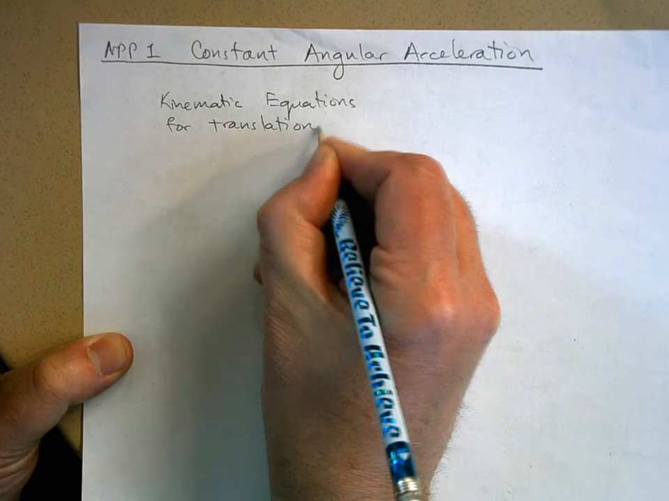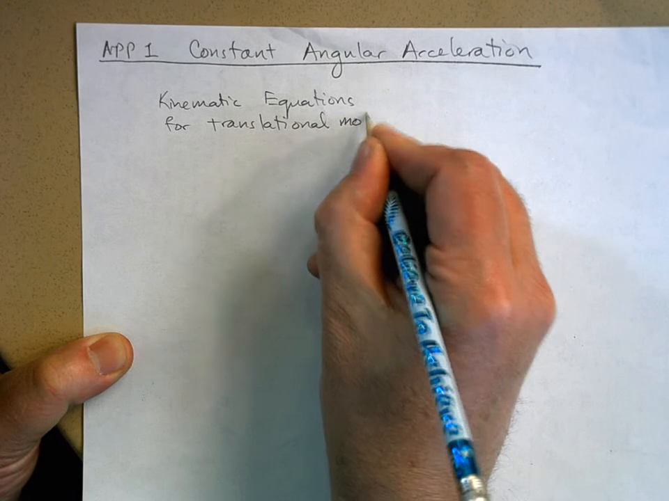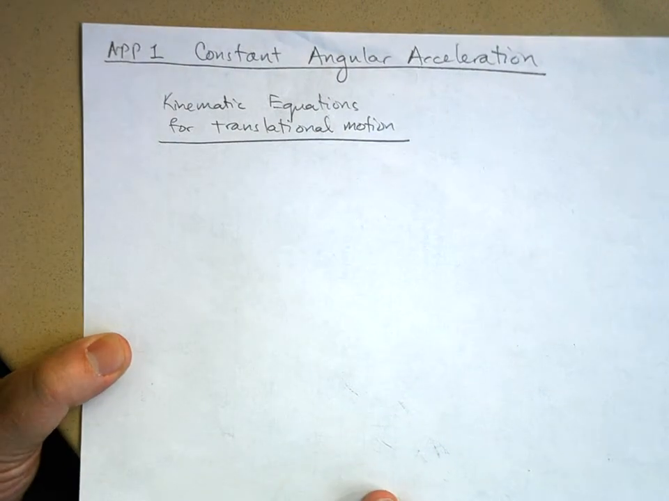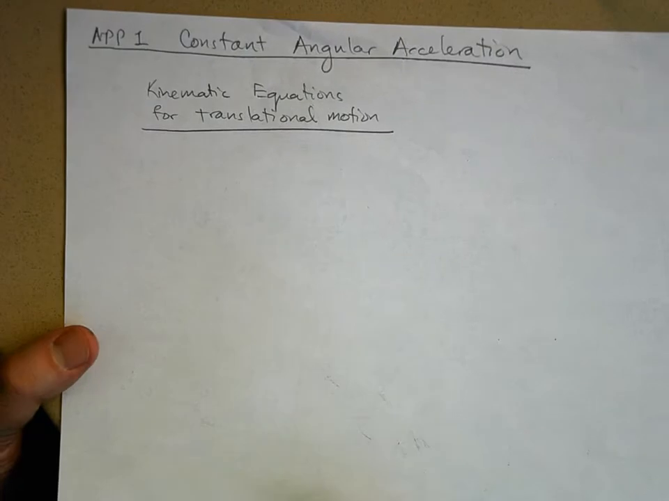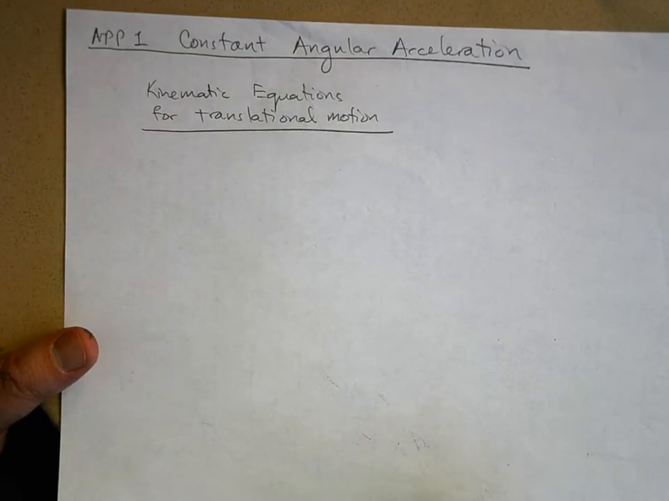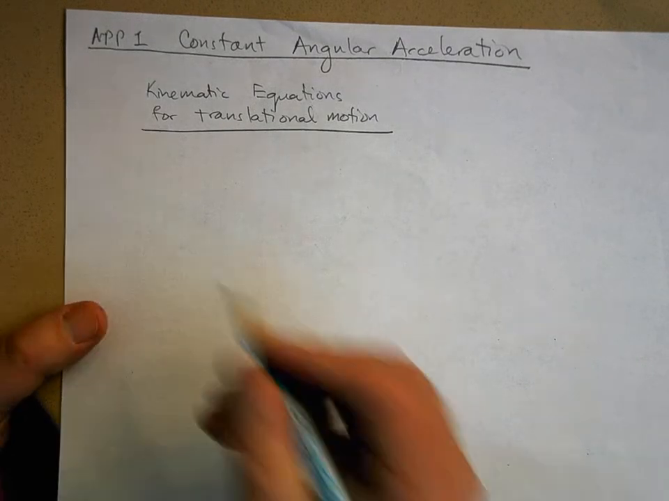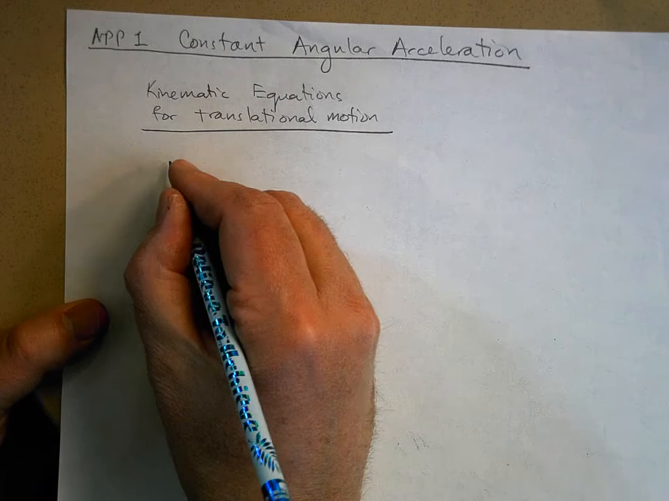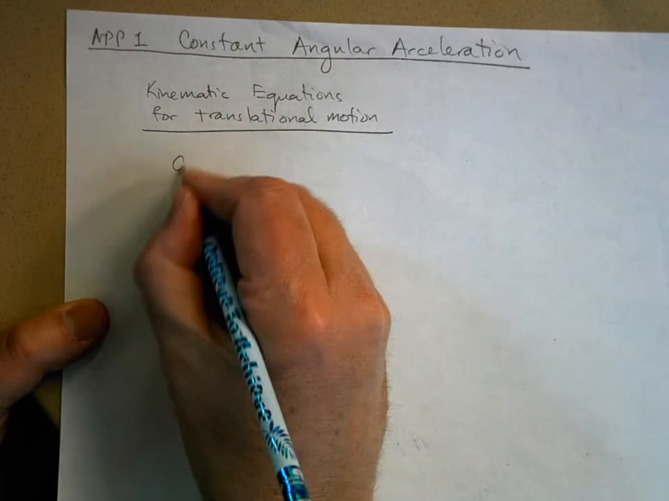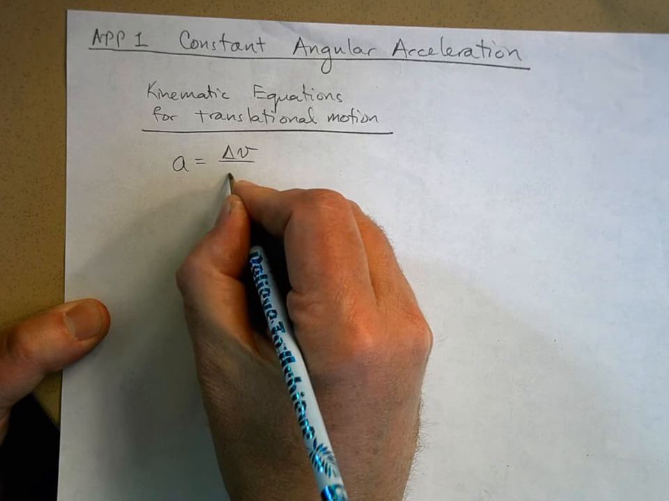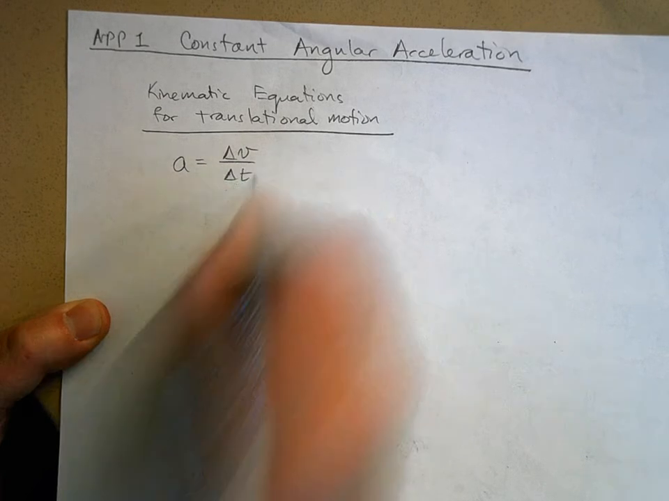For translational motion. Now, I'm going to use this as an excuse to review stuff that we did 6 months ago, and we should start reviewing to get ready for the AP test, so that's cool. Well, here's what we said. Let's suppose we have our definition for acceleration. Acceleration is the rate at which we're changing our velocity.